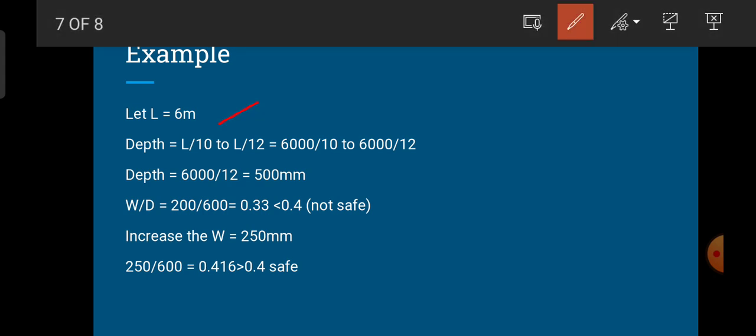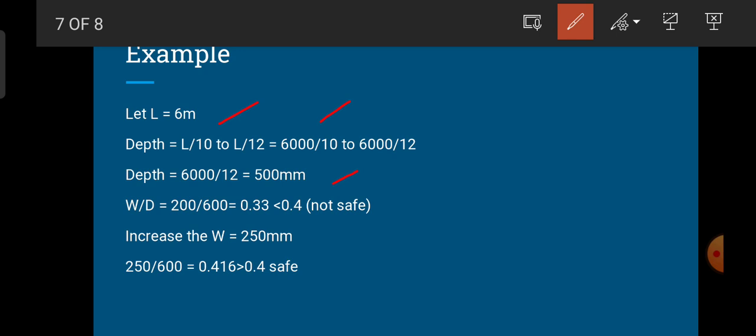Now let me take one more example. I have chosen the clear span as 6 meters. So the depth will be equal to L by 10 to L by 12. L by 10 will be equal to 6000 divided by 10, that is 6 meters, which is 6000 mm, so it becomes 600. 6000 by 12 comes to 500.